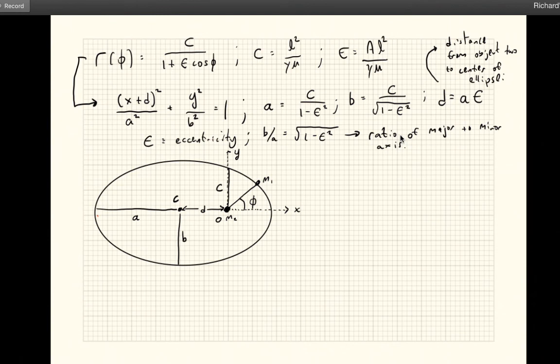And just to be complete here, this distance here is our R max. This is our aphelion. And then this distance here is R min.